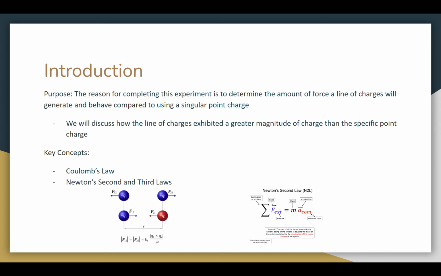The key concepts to focus on in understanding what exactly is going on in the lab are Coulomb's law, which you can see at the bottom, and the attractive and repulsive properties, as well as the equation right here, as well as Newton's second and third laws, which will explain how the tape is moved and why acceleration doesn't occur after the tape is exposed.